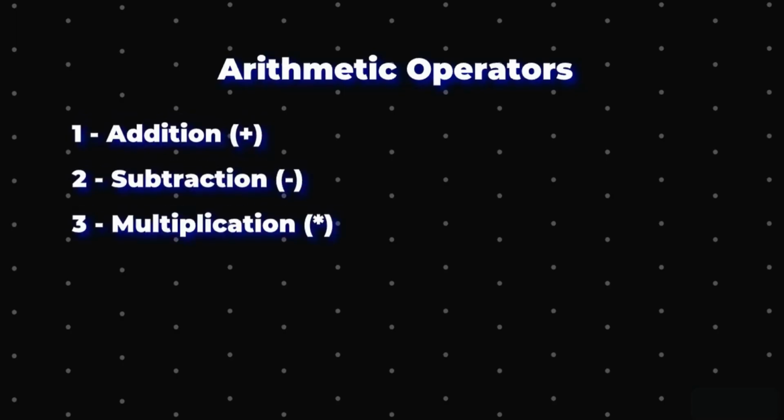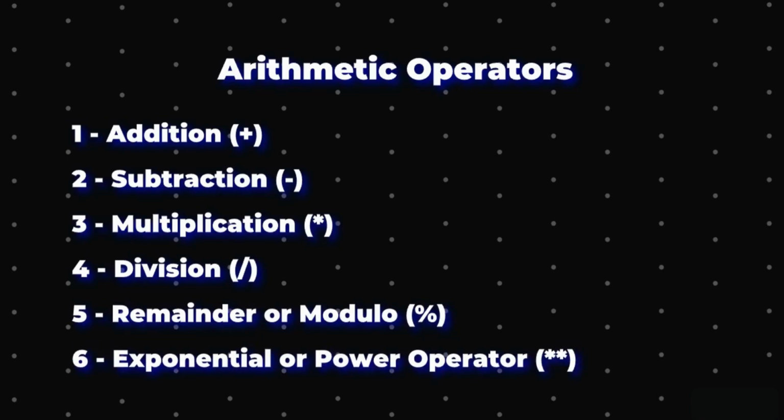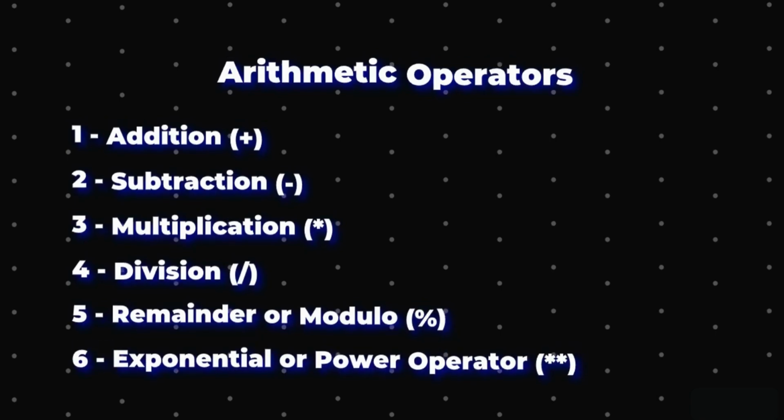First come the arithmetic operators. These are used to perform basic math operations in coding. In JavaScript, we have these arithmetic operators: addition, subtraction, multiplication, division, remainder or modulo, and the exponentiation or power operator. Now, let's see each one in action.